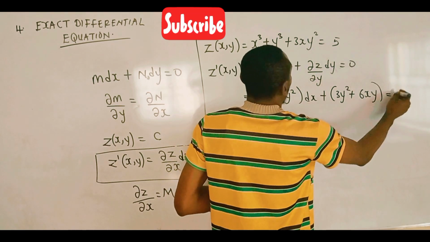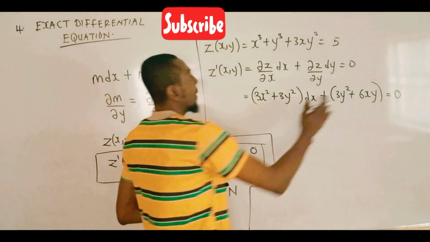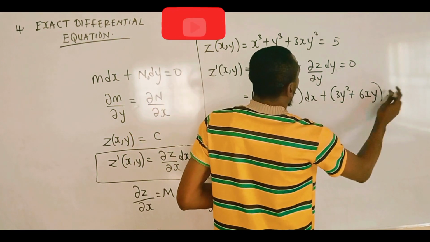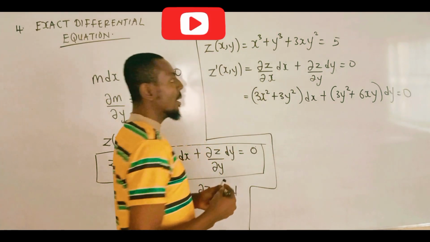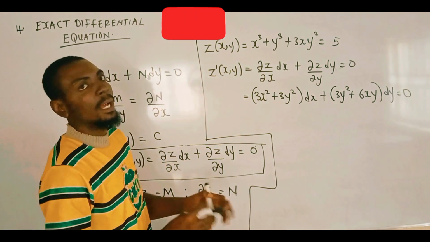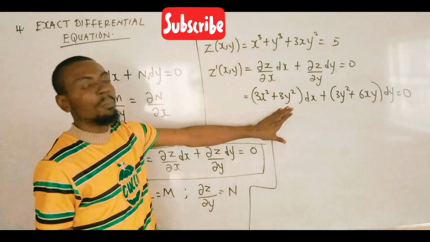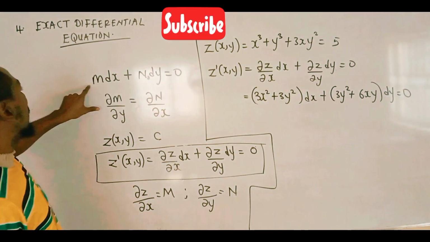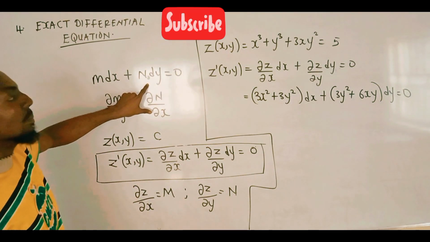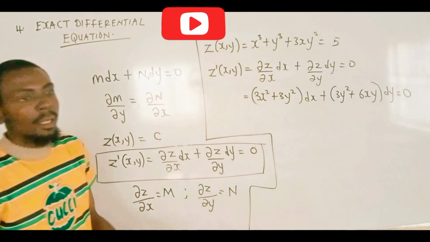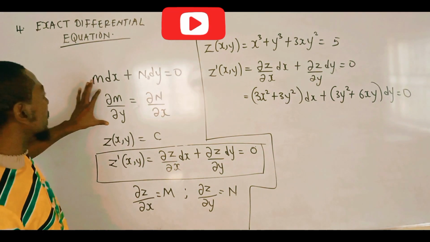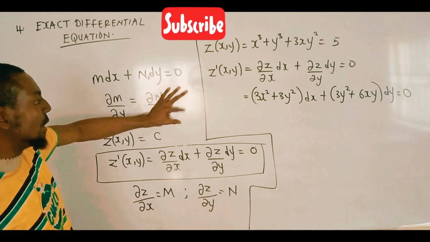Equal to differentiating 5 is equal to 0. Then we'll add our differential value, the y, equal to 0. As you can see, this is now looking like the general form of an exact differential equation. So we can still check whether the equation is exact using this particular condition.